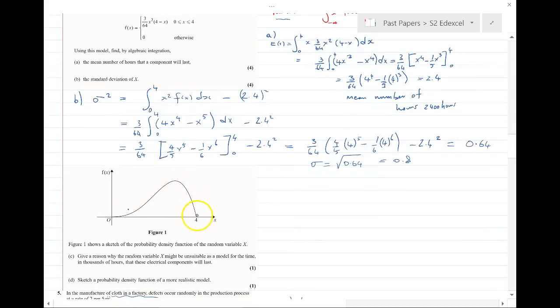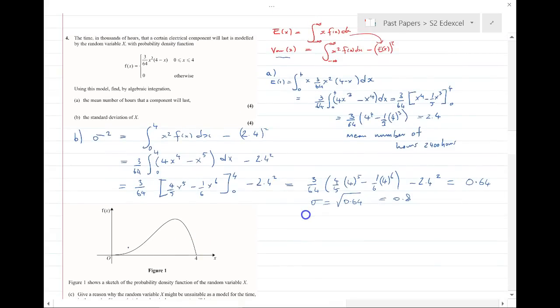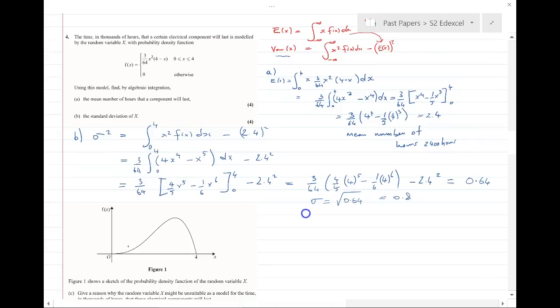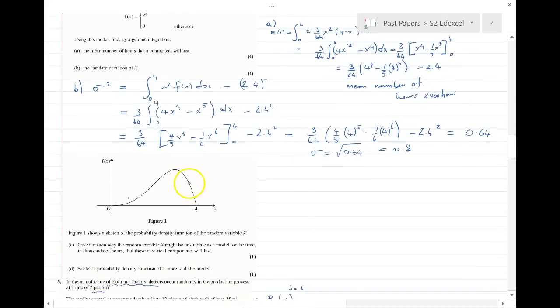Why is this unreasonable? Well, we go back to context, it's about the time in hours of a certain electrical component. Is it really likely that it's going to just suddenly stop at 4 like that? That just seems unlikely.